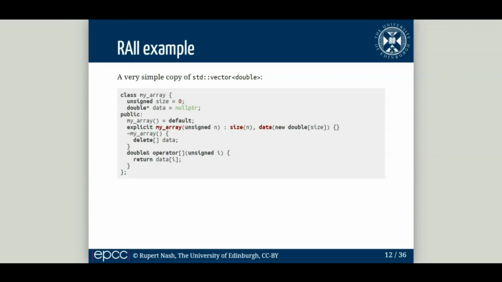When we move to public, the constructors are public. We have the empty one, myArray equals default. That means that size will be 0 and data will be a null pointer. Then the next constructor you can call when you create the object, and with this constructor you will need to specify the size of the array.